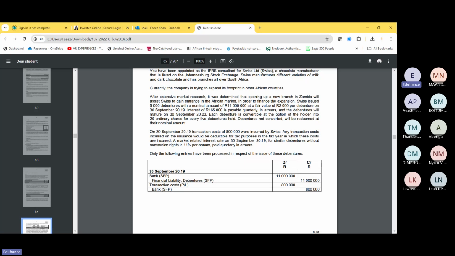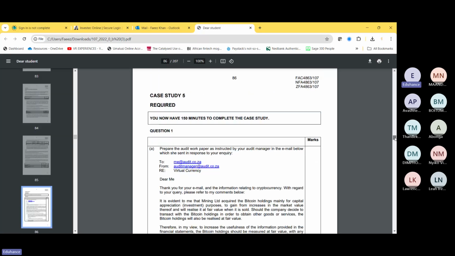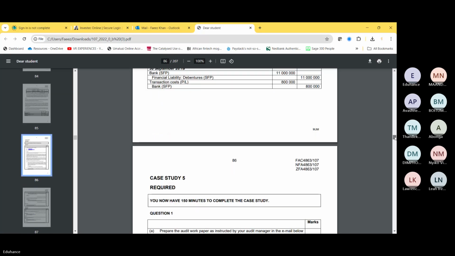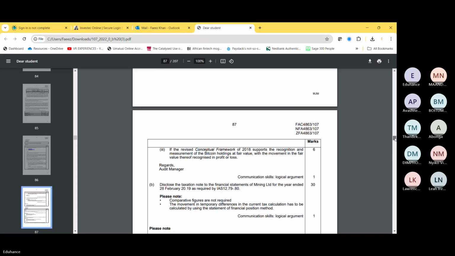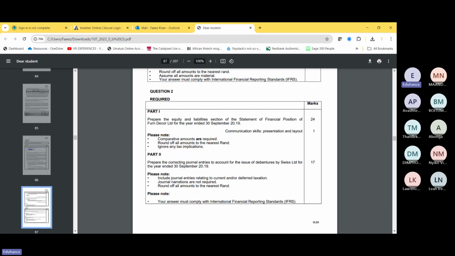So I just want to go to the question and share it with you quickly. Let me just do that. So here they say, prepare the correcting journal entries to account for the issue of debentures by Swiss for the year ended 30th September 2019. So the only one for that year, we issued it on this date. Therefore, we only have to do initial recognition. That's what you must pick up over there.